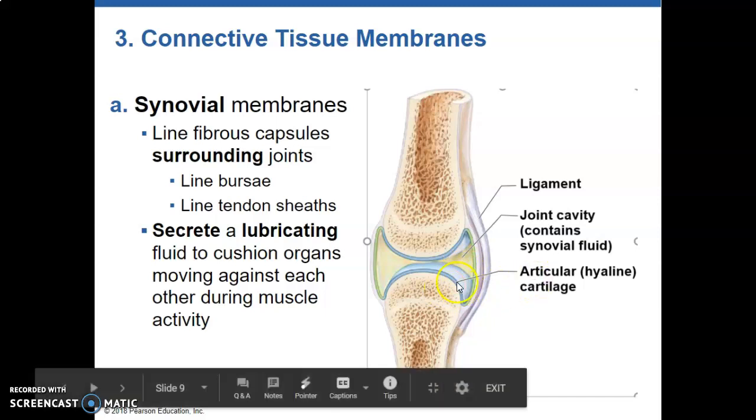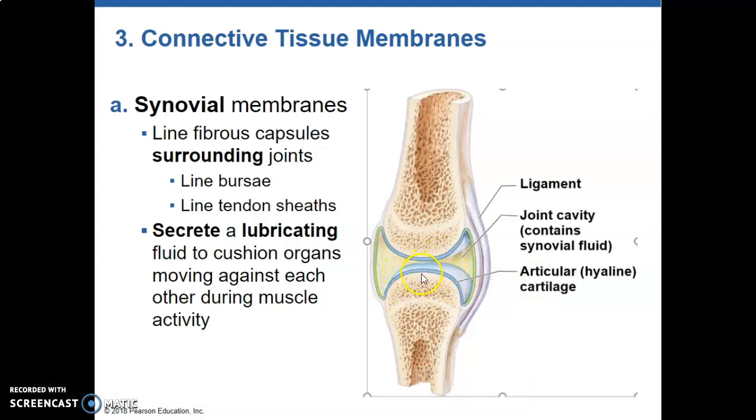You also have a couple of other components to this capsule. You have cartilage. Cartilage lines the surface of the bone to cushion bone-on-bone contact. And you might also have ligaments that connect one bone to another bone.